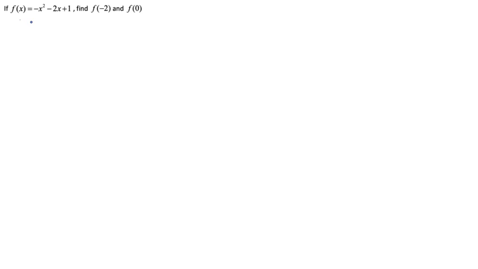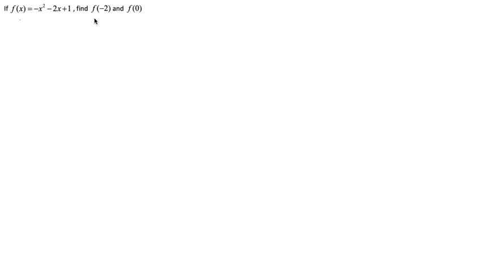If f of x is equal to negative x squared minus 2x plus 1, we want to find f of negative 2 and f of 0. Remember, this is a function here, right? So as a function, x is, in this case, the independent variable.